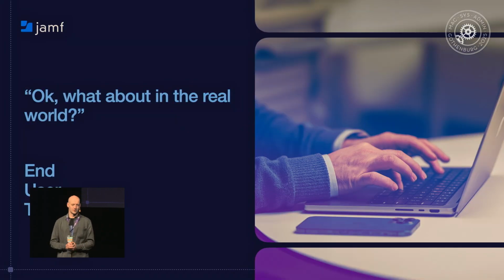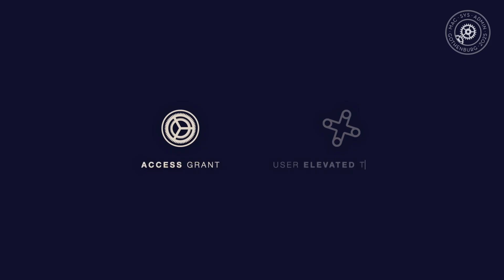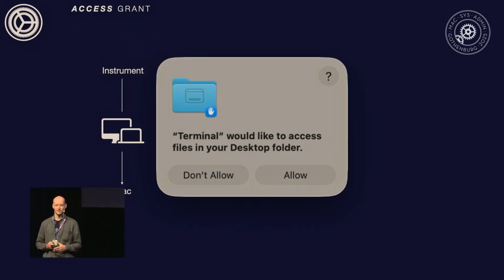What about the real world? So let's take that end user testing example and we can jump back to where we started. So let's take a workflow, for an example, where our user has an access grant to something. So I'll take one that we're probably all very familiar with, and it's this one here that I showed at the start. And again, this is now our Mac prompting us. So this is our instrument.